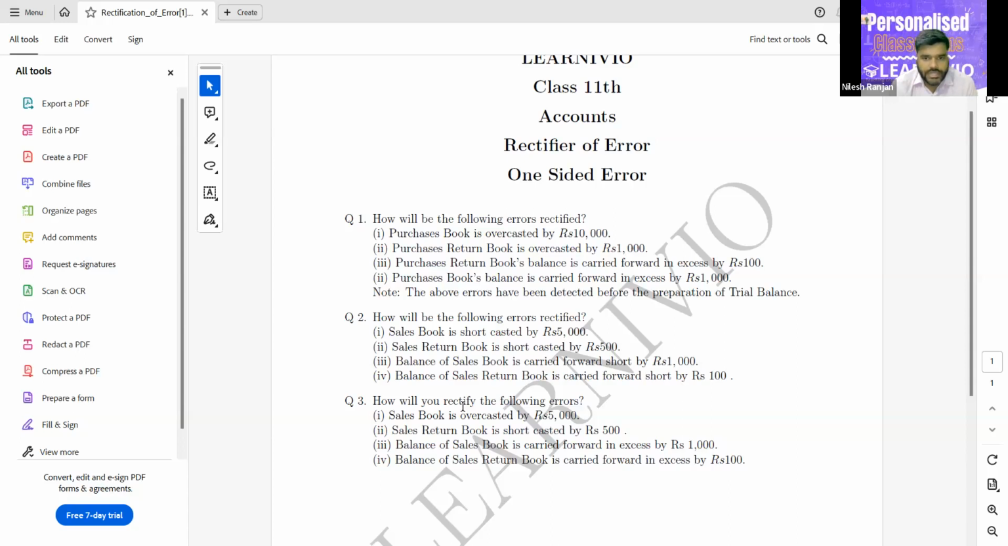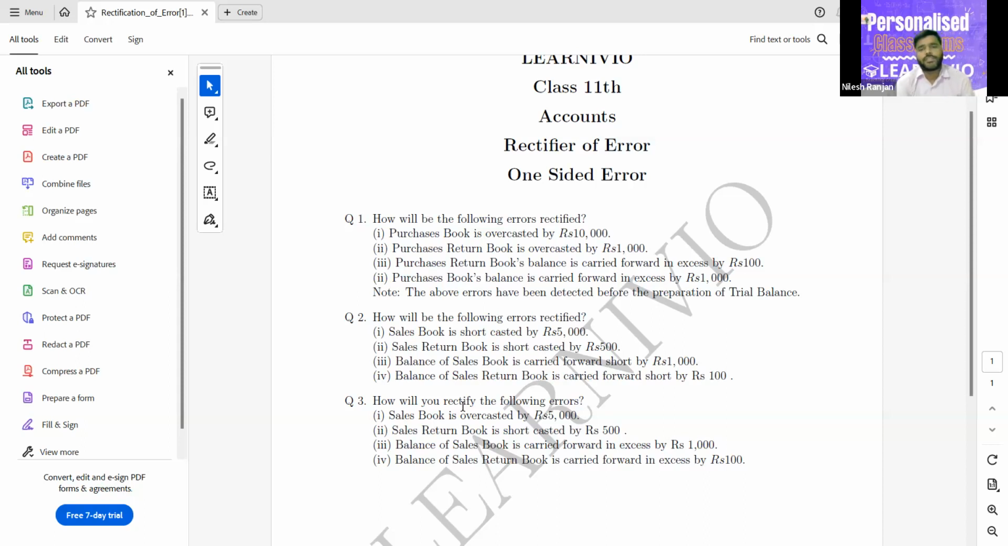The second is also shortcasted. The third is balance of sales book is carried forward short by rupees 1000. Means the balance of sales book is calculated less by 1000. So it should be more, but it is calculated less.